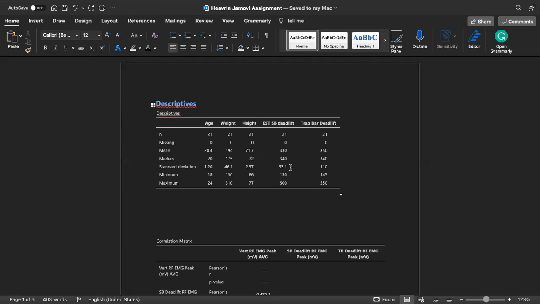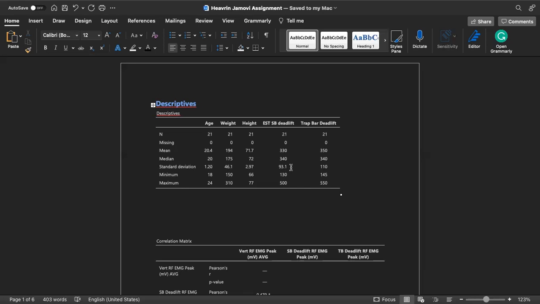The average straight bar deadlift was 330, and the average trap bar deadlift was 350. During our study, we found that more people could load more weight on the trap bar compared to the straight bar, which I thought was pretty interesting. It's also interesting to see that both medians are 340.